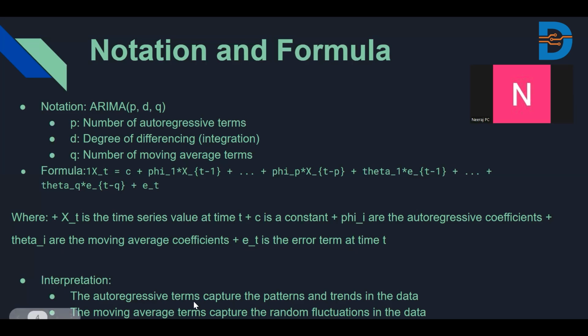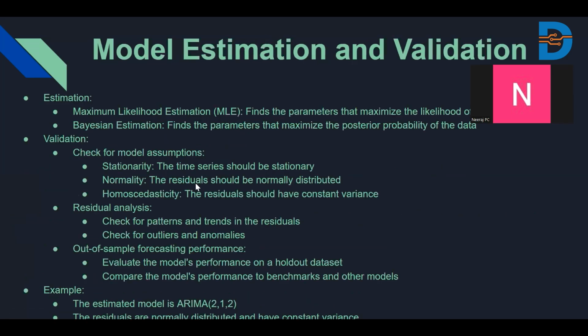So the autoregressive terms capture the patterns and trends, the moving average captures random fluctuations in the data, and the constant term captures the overall level of the time series. The model is estimated by maximum likelihood estimation. MLE finds the parameters that maximize the likelihood of the data.